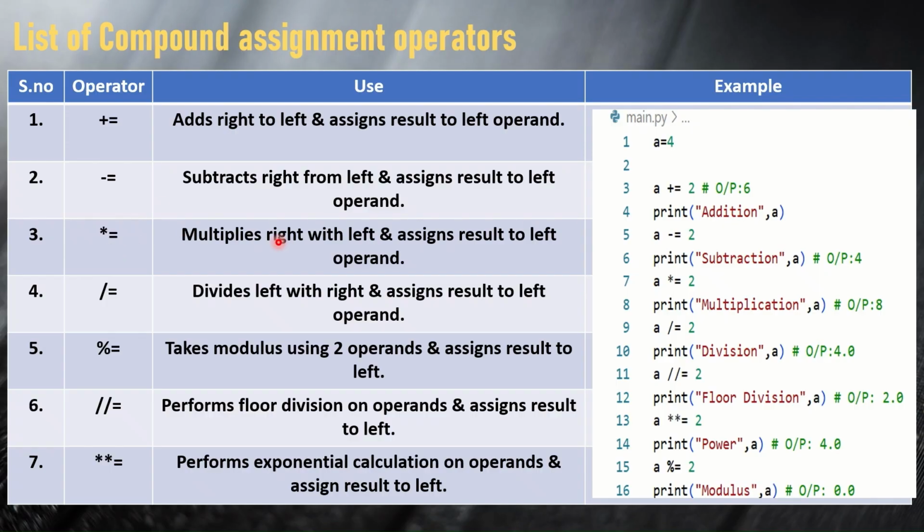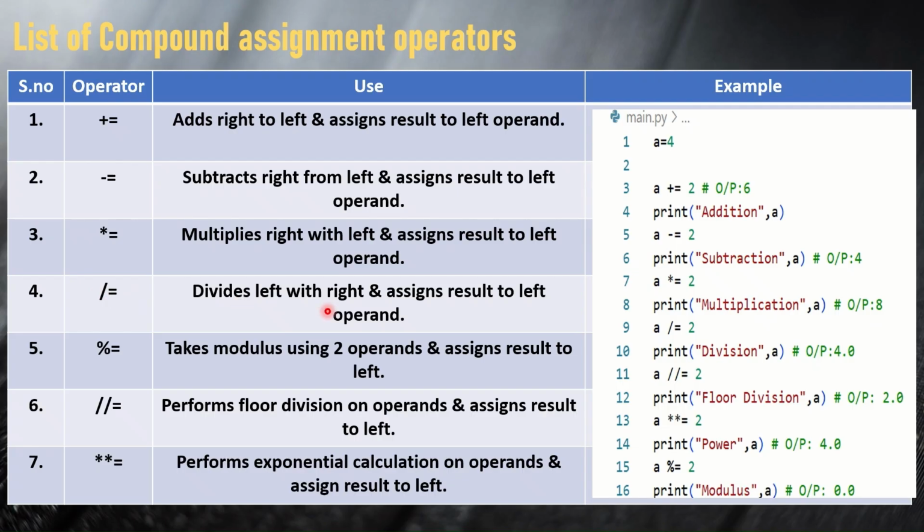Similarly, multiplication. This multiplies the left operand with the right operand and then assigns the result finally to the left operand. So here you can see a star equals 2. That means a equals a into 2. The value of a is 4, 4 into 2, so the output will be 8. And we have the division compound assignment operator.